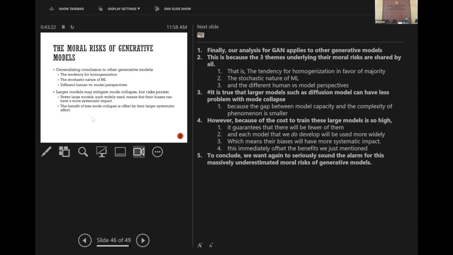So to conclude, we want to again seriously sound the alarm for this massively underestimated moral risk when it comes to biases that result from mode collapse of generative models.